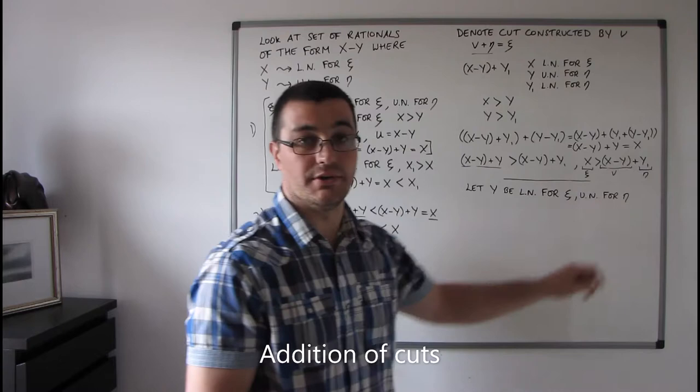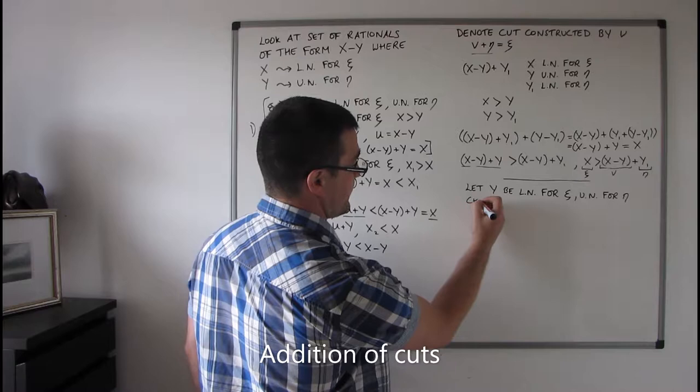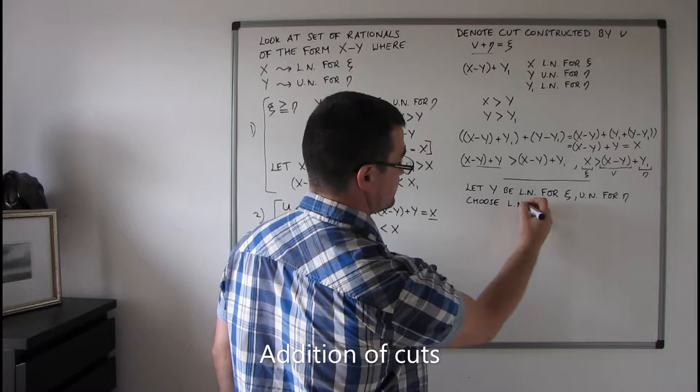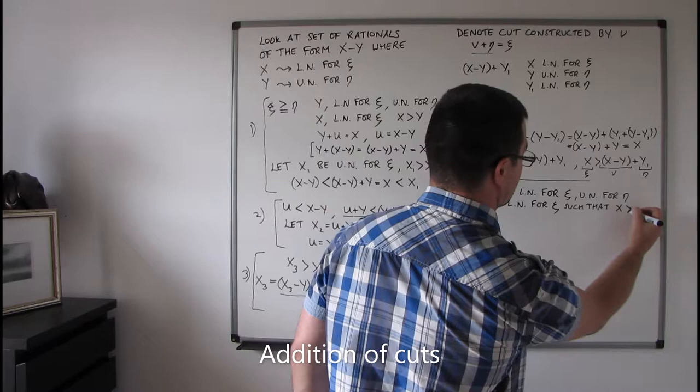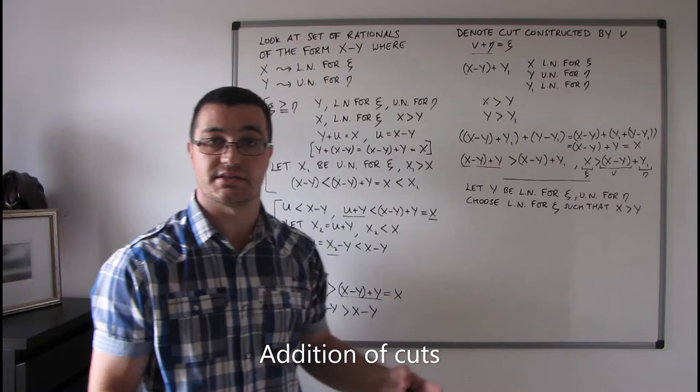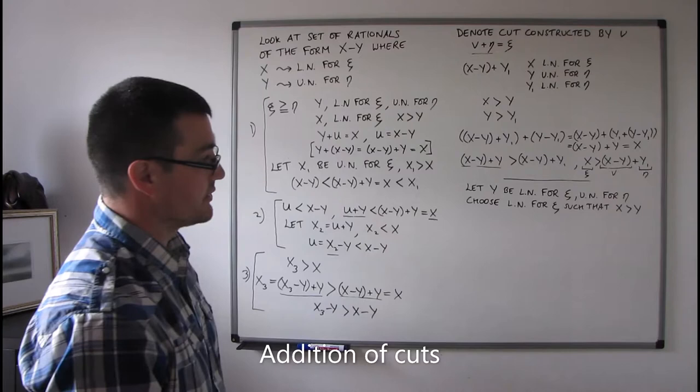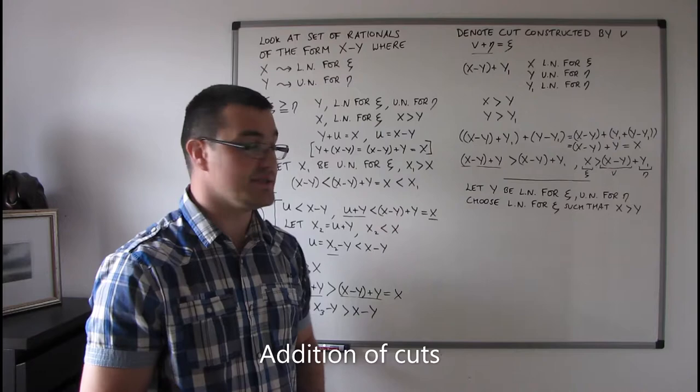Okay, and choose a lower number for xi such that x is greater than y. This is possible because xi is a cut, and so for any number that it contains, there is always a greater number. Okay, now thinking back to theorem 132, I knew there was a reason that I'd included that theorem.